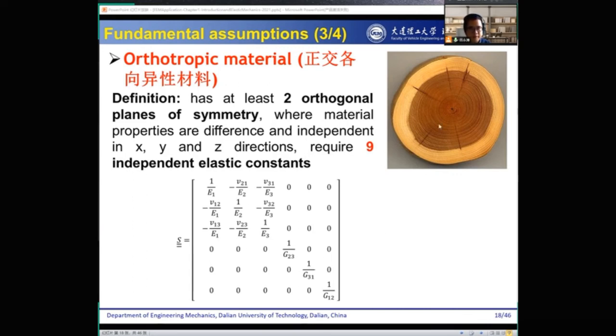One example of this material is wood. In wood, we can see many rings, and they have two orthogonal planes. For example, one symmetric plane is this plane, right? If you do a mirror, they can mirror back. So this is the symmetric plane.